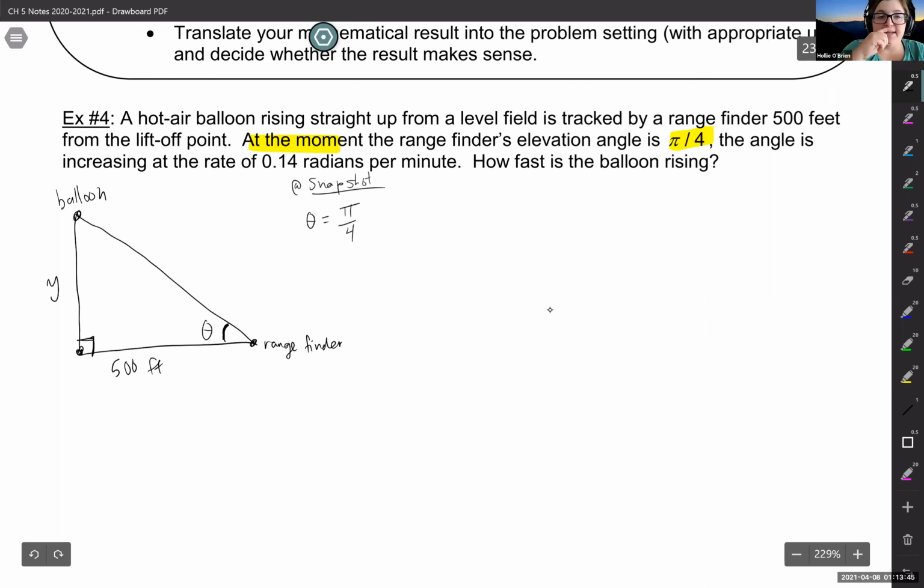And it tells us the angle is increasing at a rate of 0.14 radians per minute. Okay, so at that snapshot, at that moment, d theta dt, the rate of change of our angle, is 0.14, and it's positive because it's increasing.